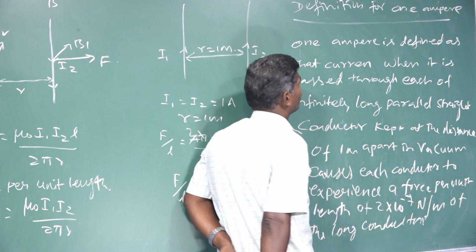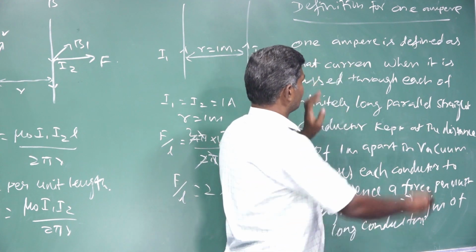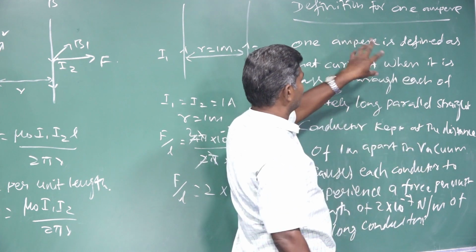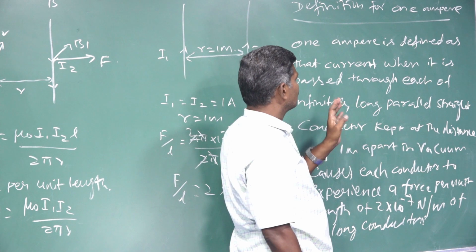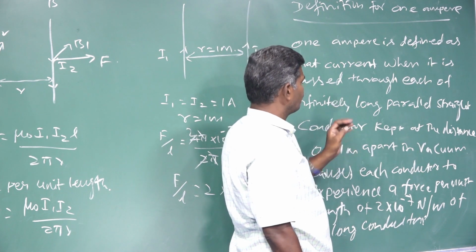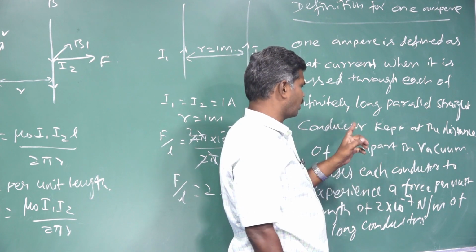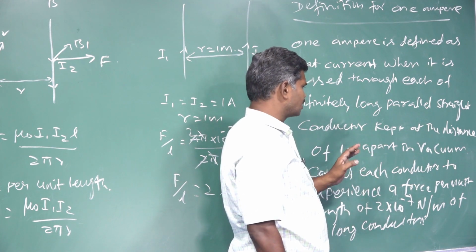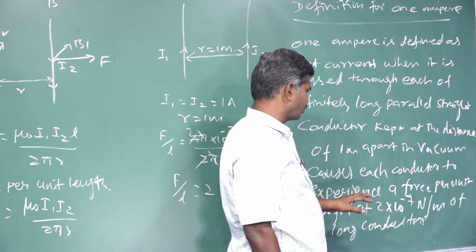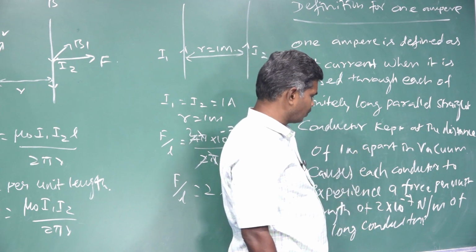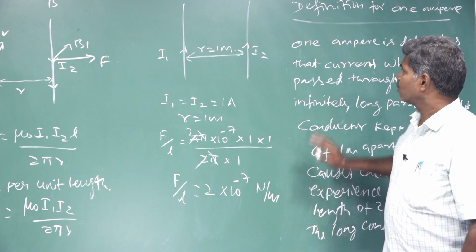That is the definition for 1 ampere. 1 ampere is defined as that current when it is passed through each of those infinitely long parallel straight conductors kept at a distance of 1 meter apart in vacuum, causing each conductor to experience a force per unit length of 2 into 10 to the power minus 7 Newton per meter of that long conductor. This is the definition for 1 ampere.